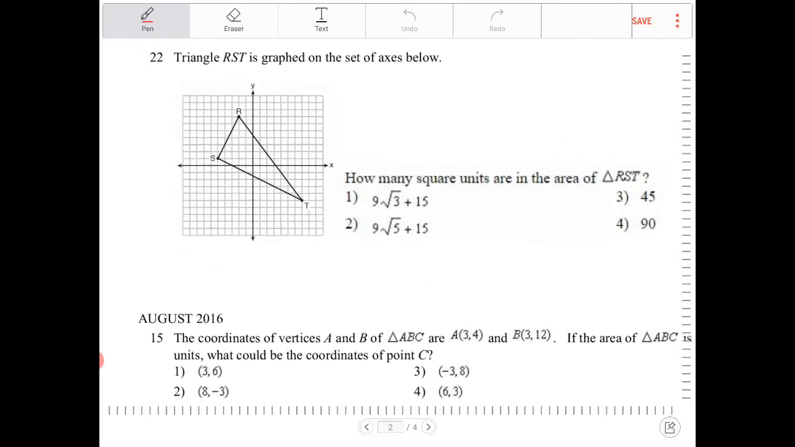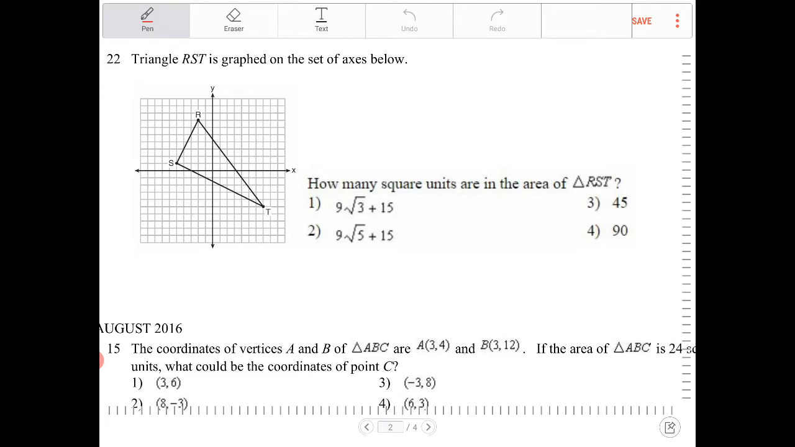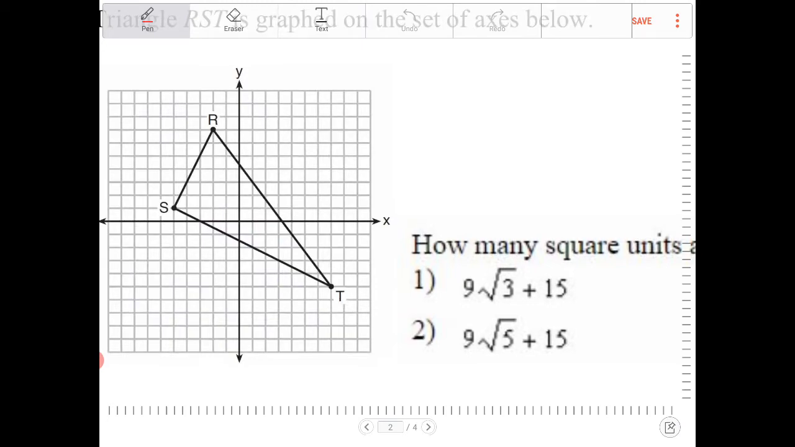Okay, moving on. Triangle RST is graphed on the set of axes below. How many square units are in the area of triangle RST? This is right out of the lesson, and the technique that I showed you was to graph this inside of a rectangle.